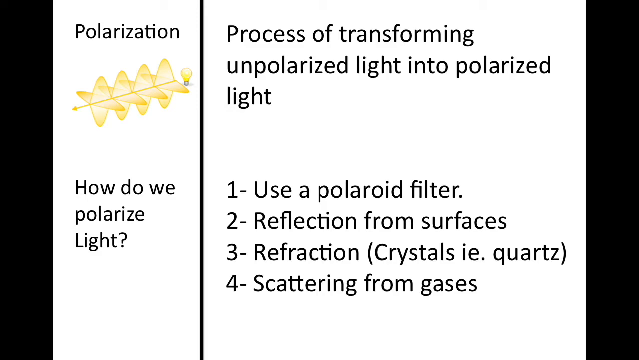Well, there are a few ways that we can polarize light. We can use a Polaroid filter. We can reflect the light off of a surface. Polarization can also happen from refraction, such as when we use crystals like quartz. That would mean passing the light through a crystal, and by passing through it, we would create polarized light. And then another way is by scattering from gases.